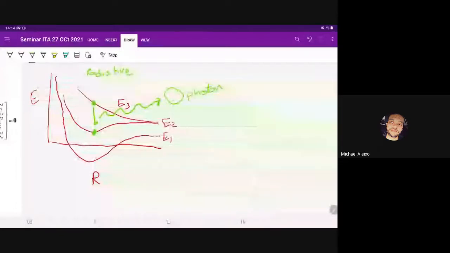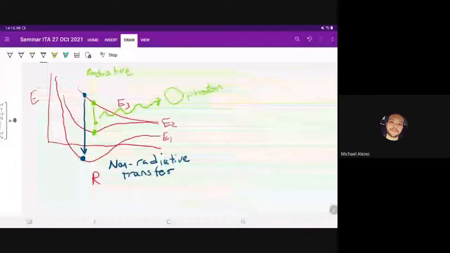Right? Now, on the other hand, and sometimes this happens, and this is why we might be interested, maybe we're up here and we can get down here, but there's a mechanism to do it without radiation. And so this, in blue, is what we're talking about: non-radiative transfer.